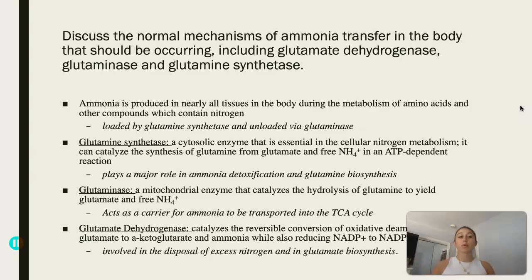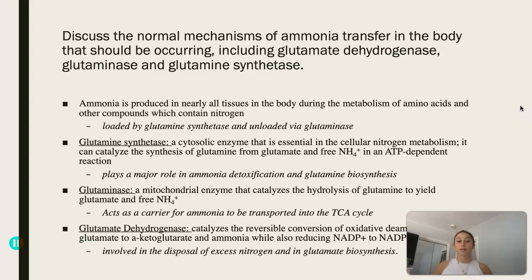3 enzymes. So ammonia is produced in nearly all the tissues in the body during the metabolism of amino acids and other compounds that contain nitrogen. So ammonia is loaded by glutamine synthetase and unloaded via glutaminase. Glutamine synthetase is a cytosolic enzyme that is essential in cellular nitrogen metabolism, and it is the only enzyme that catalyzes the synthesis of glutamine from glutamate and free ammonia ions in an ATP-dependent reaction. It plays a major role in ammonia detoxification and glutamine biosynthesis.